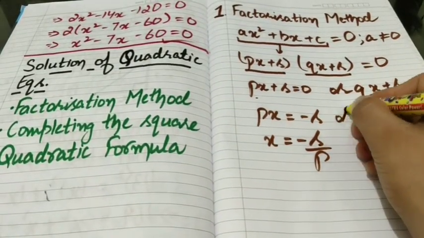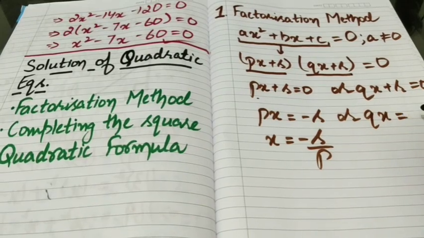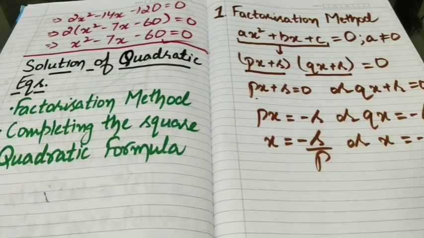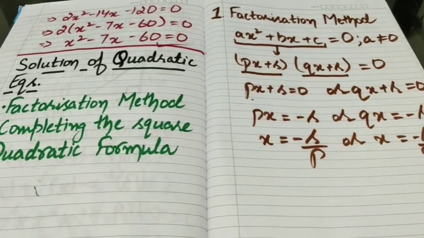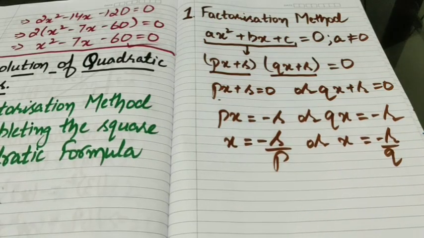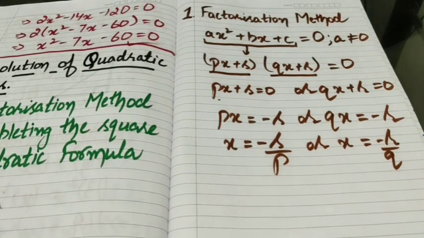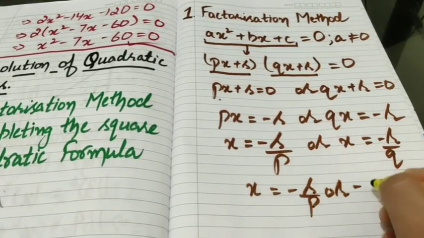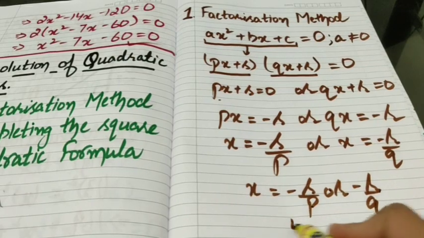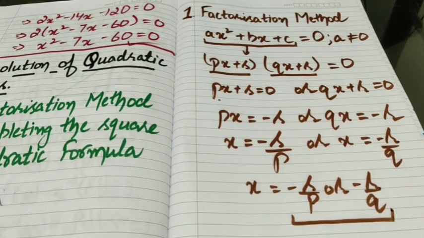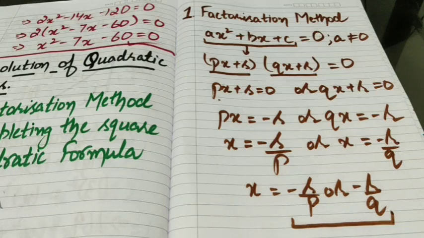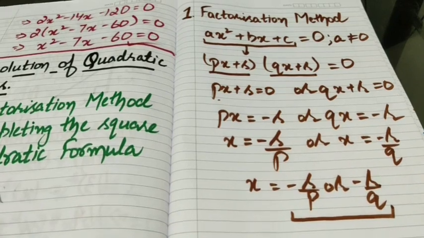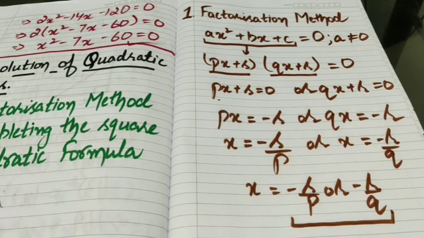In the same way, qx equals minus r and the value of x will become minus r upon q. So here we get the value of x as either minus s upon p or minus r upon q. These two values of x are solutions of the quadratic equation, or sometimes we use the word roots of the quadratic equation. Now let us do some examples for more clarification.